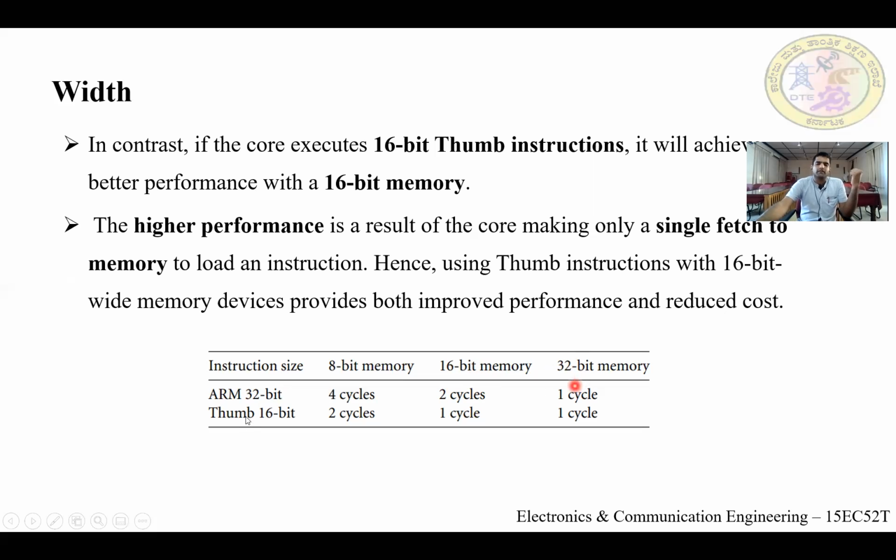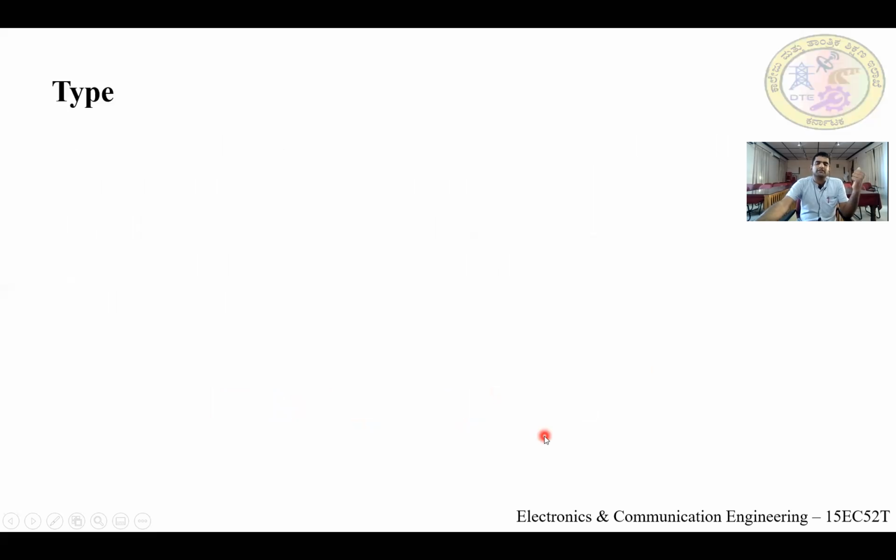If you are using 16-bit instructions with 8-bit memory, you need 2 cycles, 16 divided by 8. For 16-bit instructions with 16-bit memory, in only one cycle itself you can fetch the data from the memory. If you are using 16-bit instructions with 32-bit memory, then one cycle is needed to fetch the data from the memory. Next characteristic, memory characteristics: type of the memory.